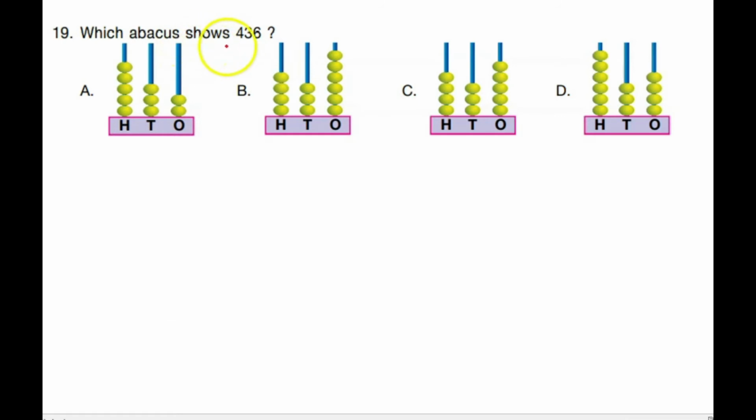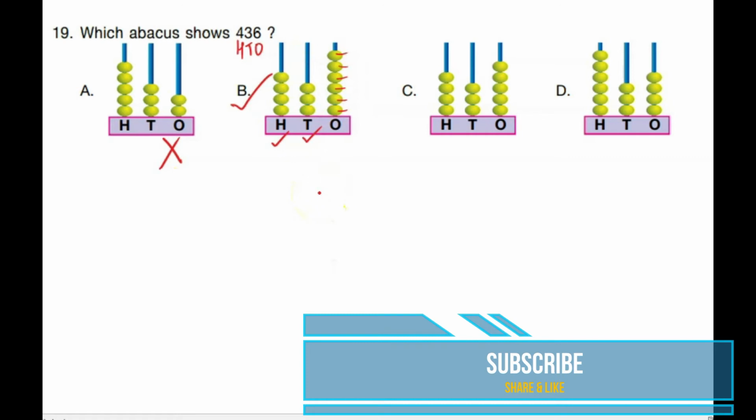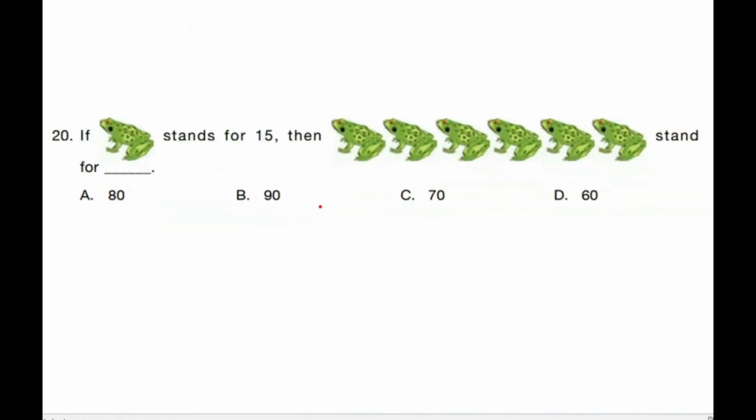Which abacus shows 436? Okay, so hundreds place will contain 4, tens place will contain 3, and ones place is having 6. So option A is wrong, ones place is having 2. Option B, hundreds place is having 4, correct. Tens place is having 3. Let's count ones place. 1, 2, 3, 4, 5, 6. B is the correct answer for question number 19. Next question.